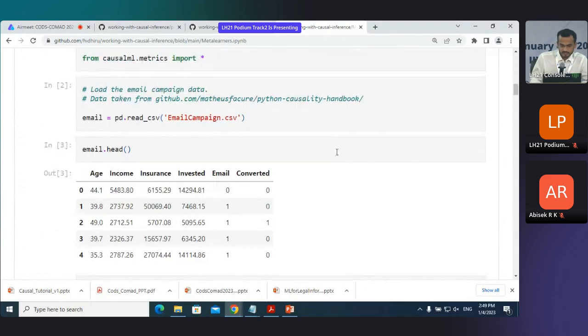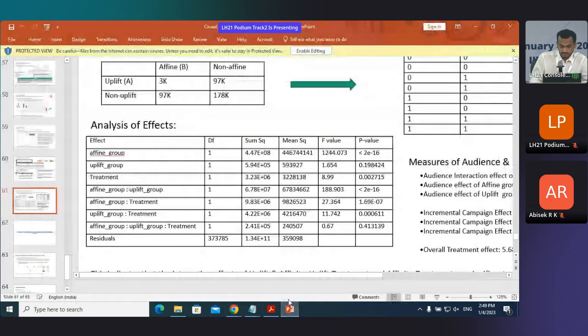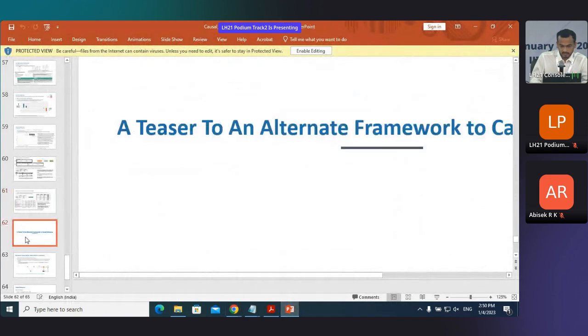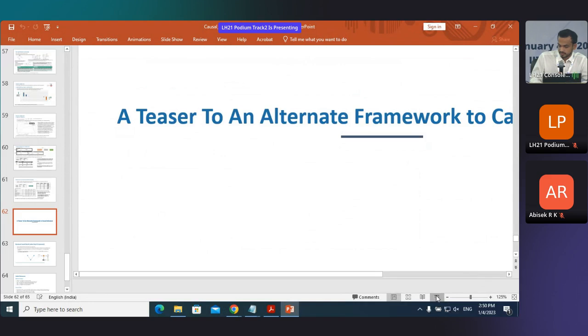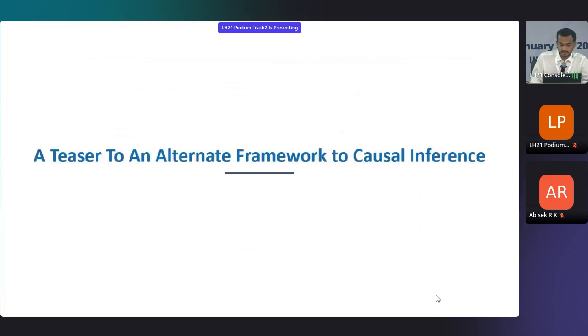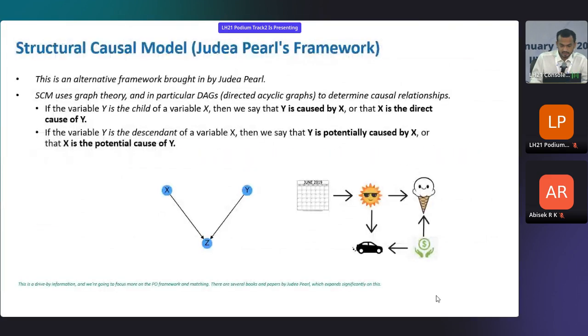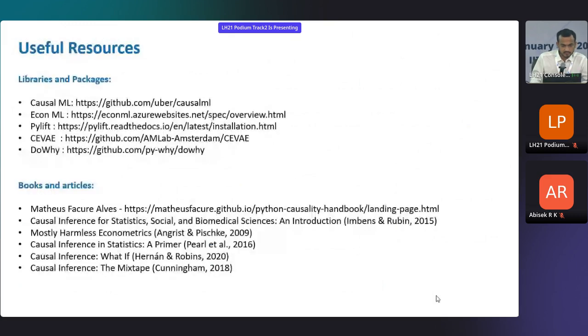So this is for the hands-on, and we would like to mention an alternate framework just as mentioned. This is called structural causal models, by Judea Pearl. It's an alternative framework to the potential outcome framework that is typically used. And these are some resources, some libraries and books, articles.